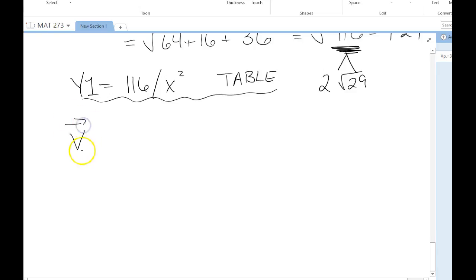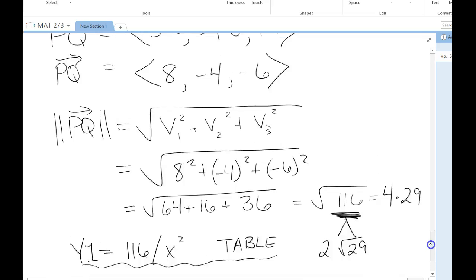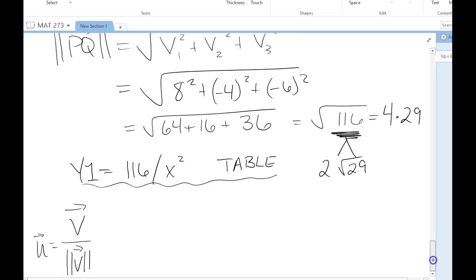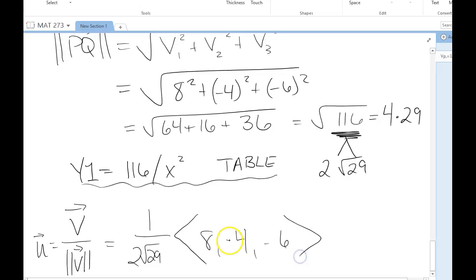So to turn our vector into a unit vector, we're going to divide by the magnitude. Originally it was 8, negative 4, negative 6. Dividing by a scalar is exactly the same as multiplying by a scalar. We just distribute it into each piece.